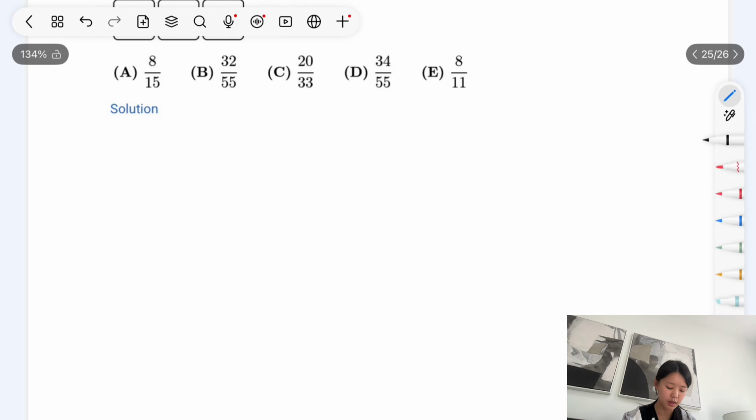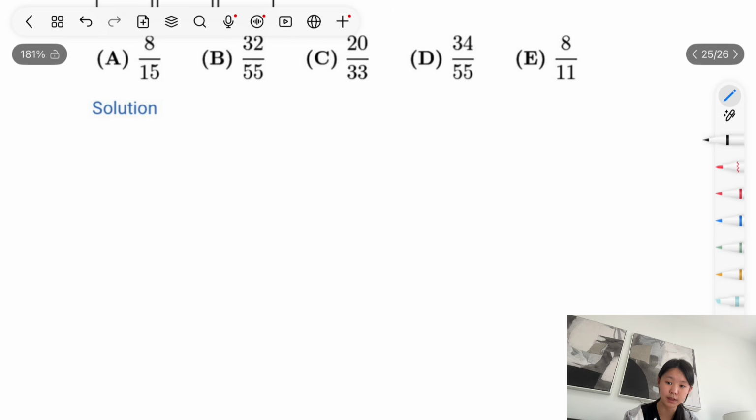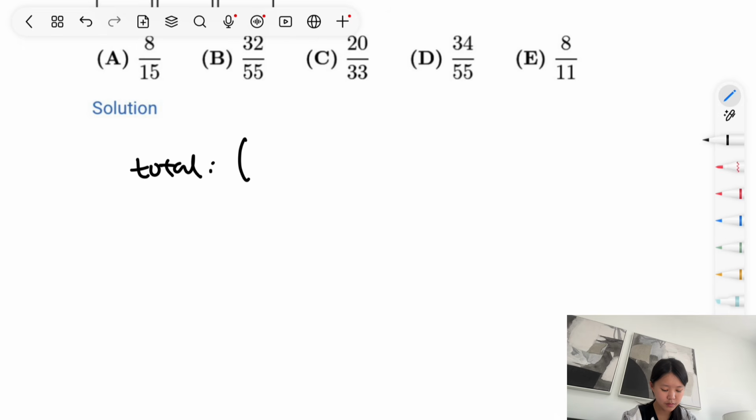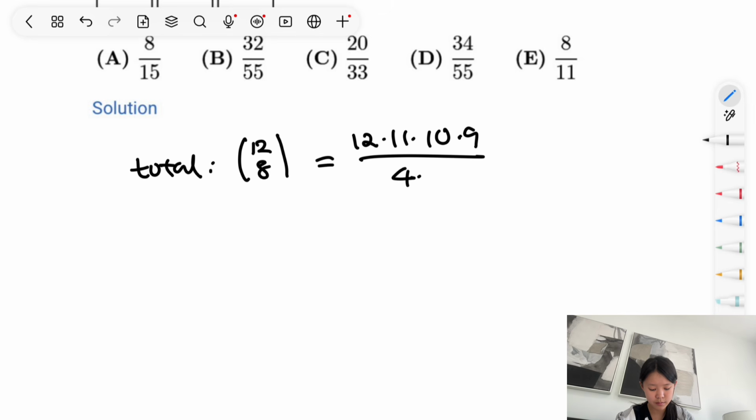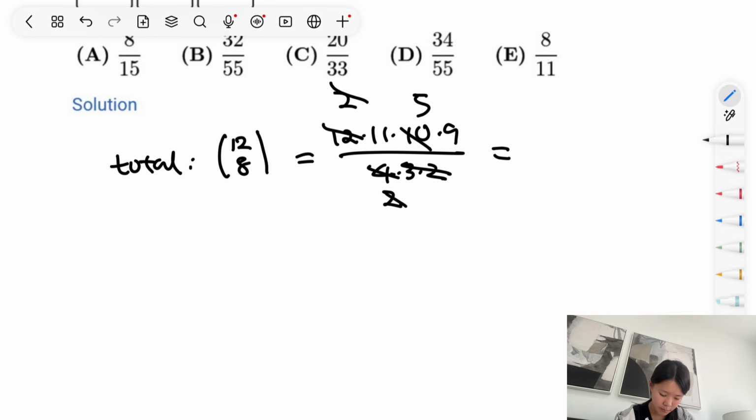So the total number of ways that everybody could sit would be 12 choose 8, just the 8 already seated passengers. So we know that that's equal to this value. We can cross out some of these already, and we get 99 times 5 equals 495.